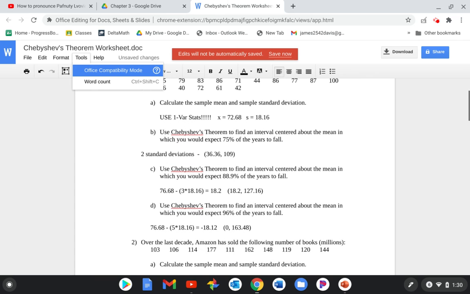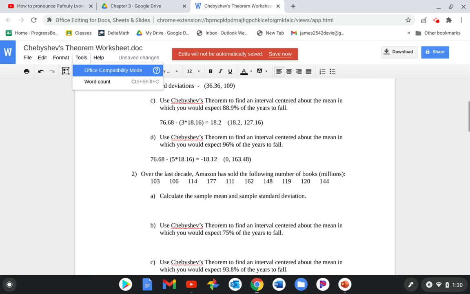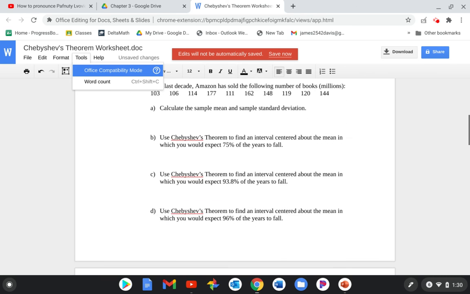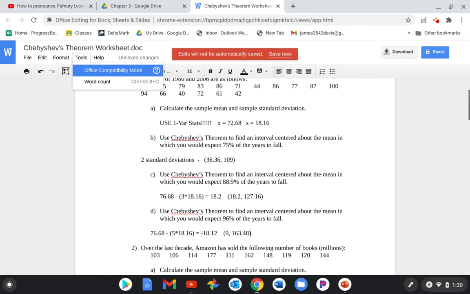All right, so that basically does it. You have a few more problems on this to do. Again, make sure you're doing the 1var stats for this, and then just looking at whatever corresponding interval you need to do.